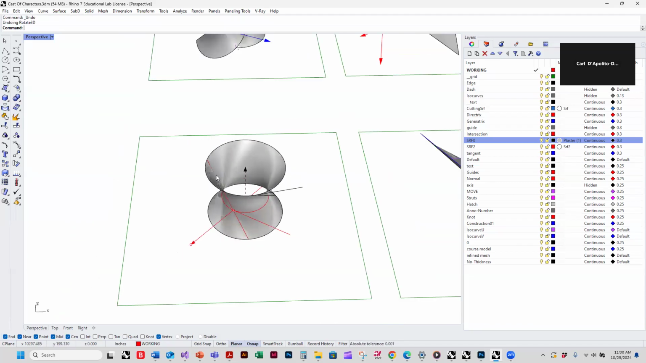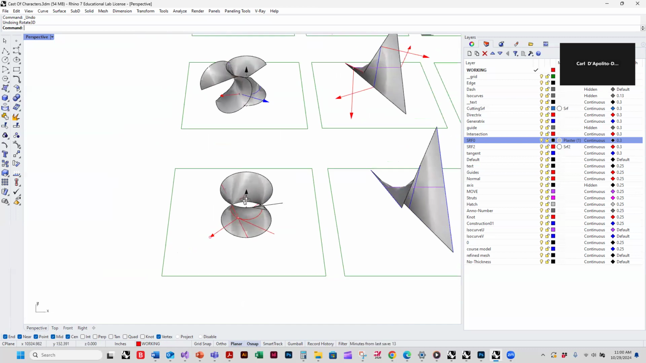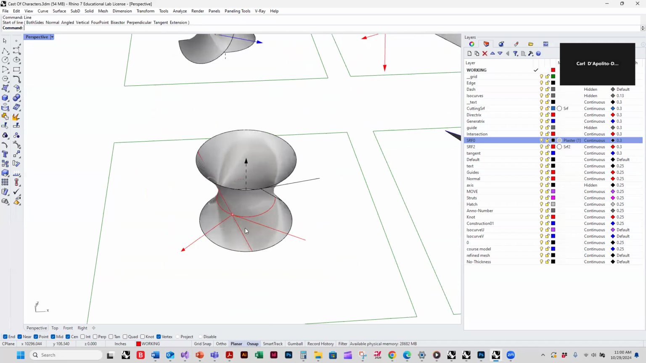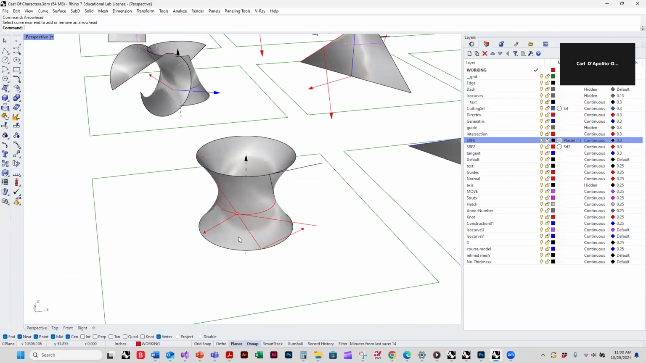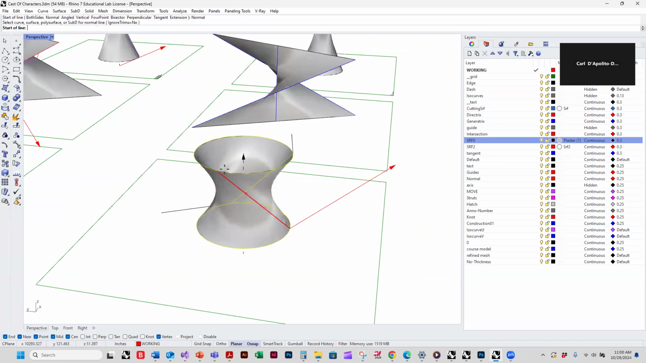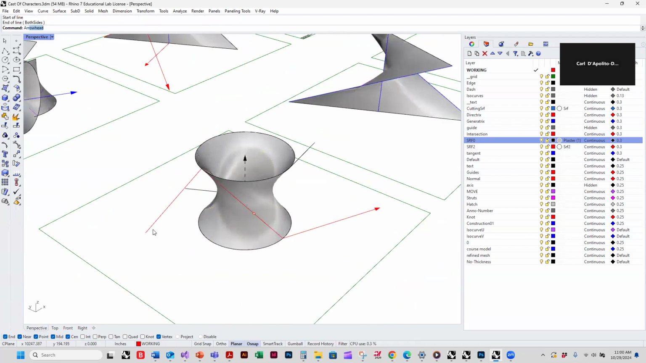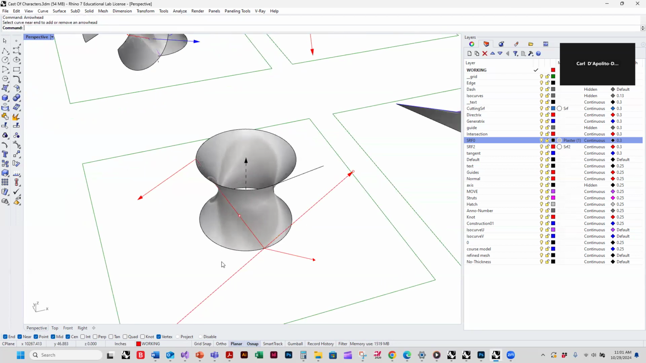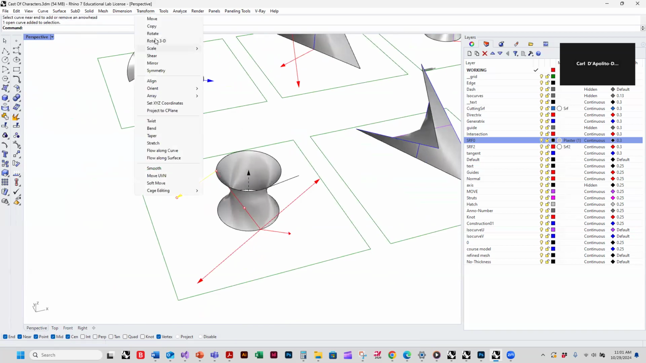Okay. But if I want to make a hypar that is truly tangent here, not truly tangent, truly continuous, even more than tangent, what I can do is take the normal at the bottom here. And I can take the normal at the top, this isocurve. And I can rotate that around the axis 180 degrees. I mean, sorry, 90 degrees. And I can do the same here.